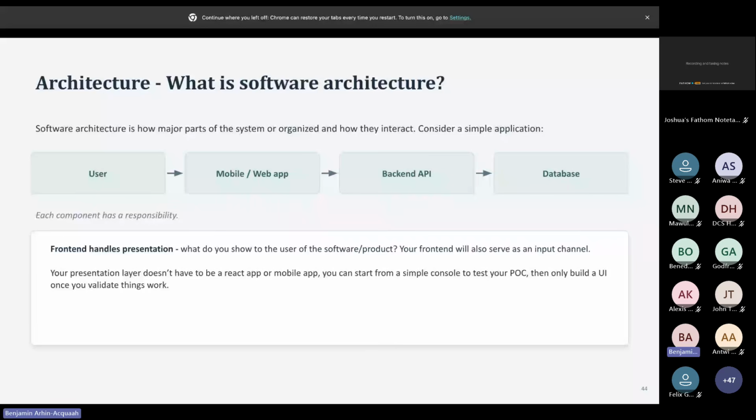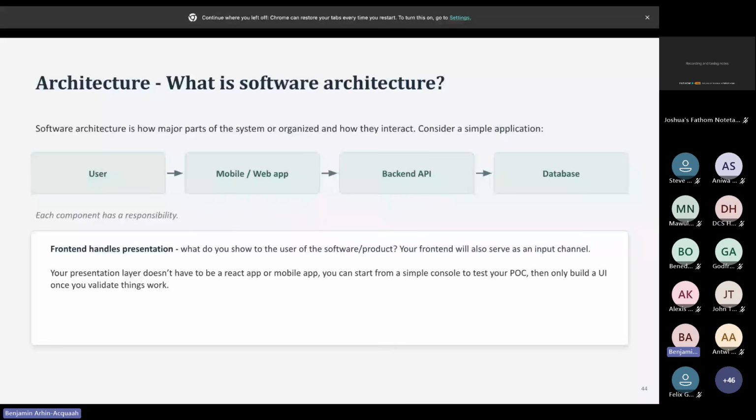Then your backend is also usually communicating with a database. So your mobile app or front end will send data to the backend, and the backend will forward that data to the database. So let's look at the responsibilities for each of these components that we have.